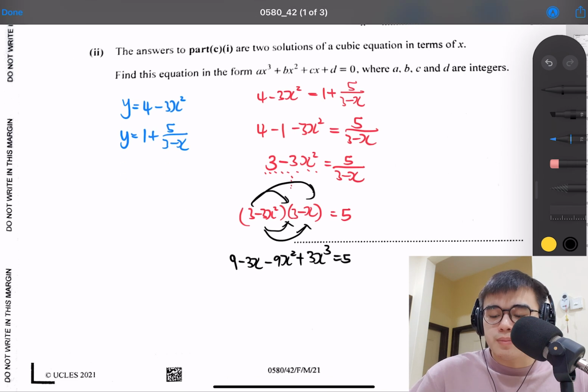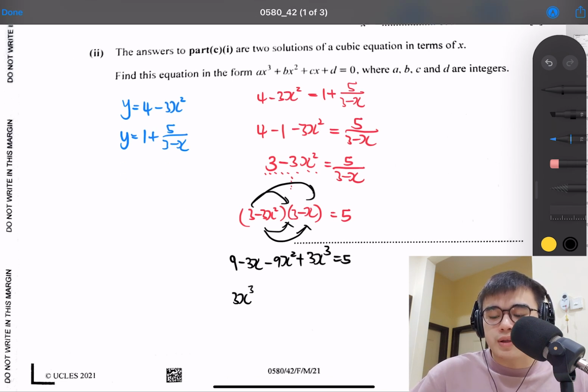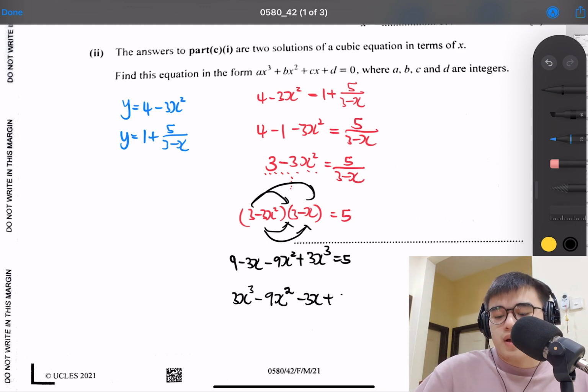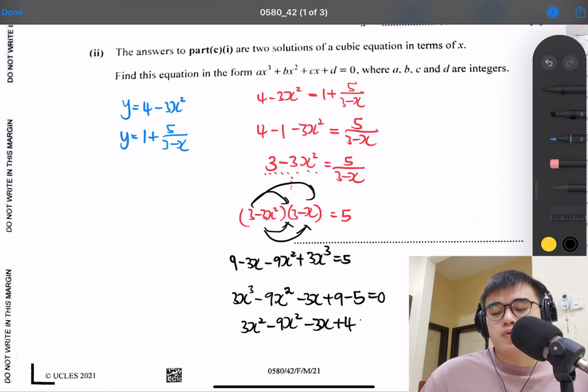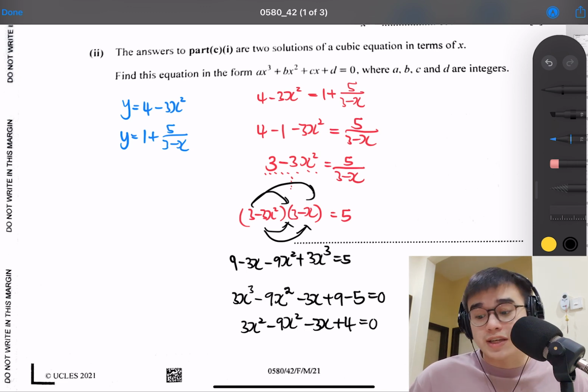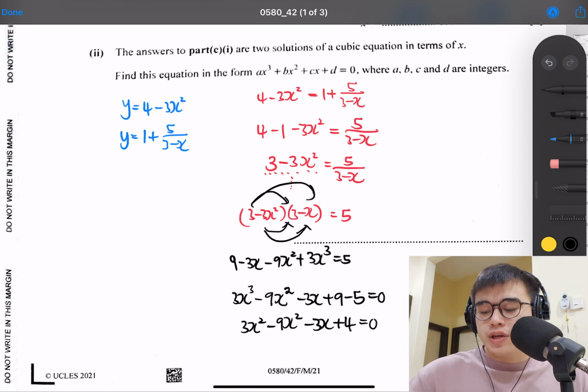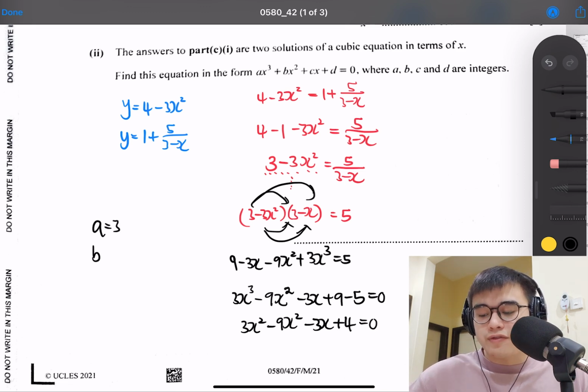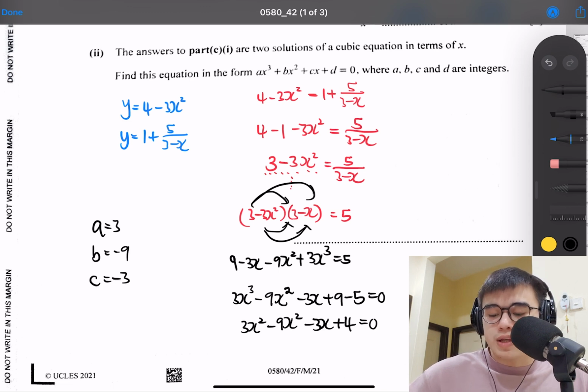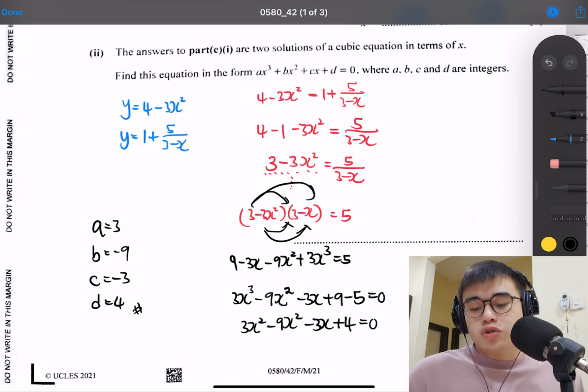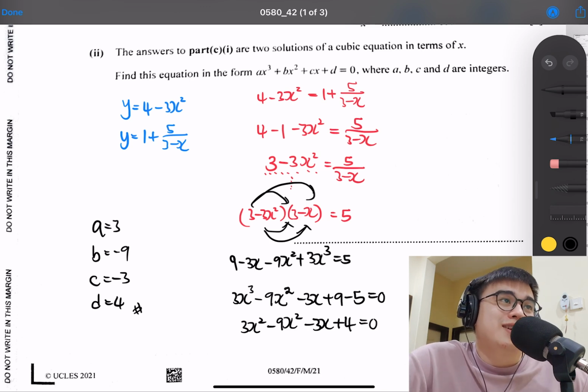After the rearrangement, by taking 3x cubed to the front, followed by negative 9x squared, followed by negative 3x, plus 9 minus 5 equals 0. The final answer that we should be looking at will be this thing over here, arranged in the format that they wanted. So A will be 3, B will be negative 9, C will be negative 3, and D will be 4. This should be the answer if I didn't write anything wrongly. Hopefully nothing is wrong.